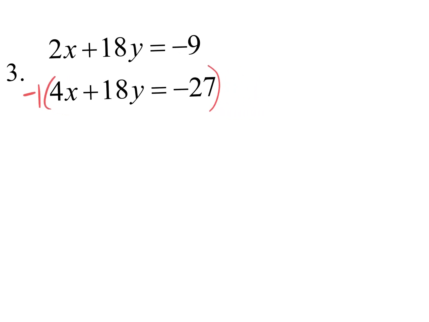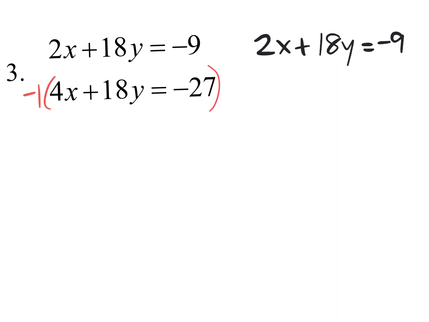Now the reason why I'm multiplying by -1 is because when I distribute it, it's going to change all the signs, making this a -18, which will then cancel with the +18. And that's what I want. I want something to eliminate, either x's or y's. So the top equation I'm not messing with, I'm just going to rewrite it.